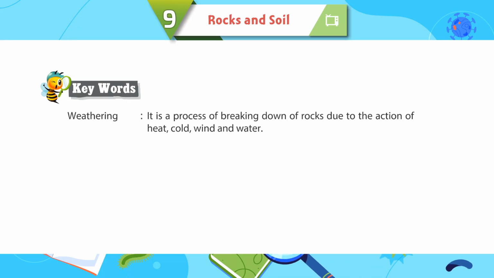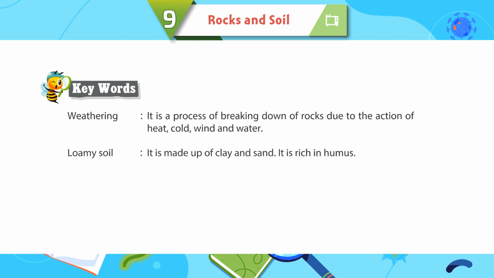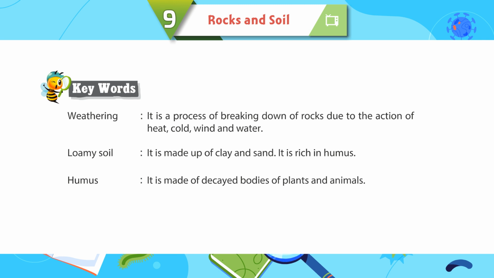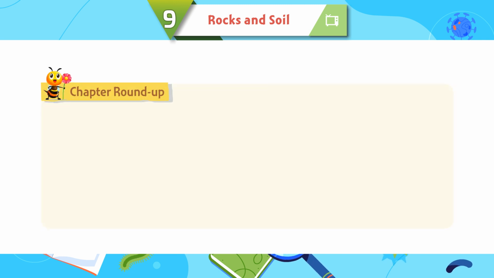Keywords: weathering. It is a process of breaking down of rocks due to the action of heat, cold, wind and water. Loamy soil. It is made up of clay and sand. It is rich in humus. Humus. It is made of decayed bodies of plants and animals.